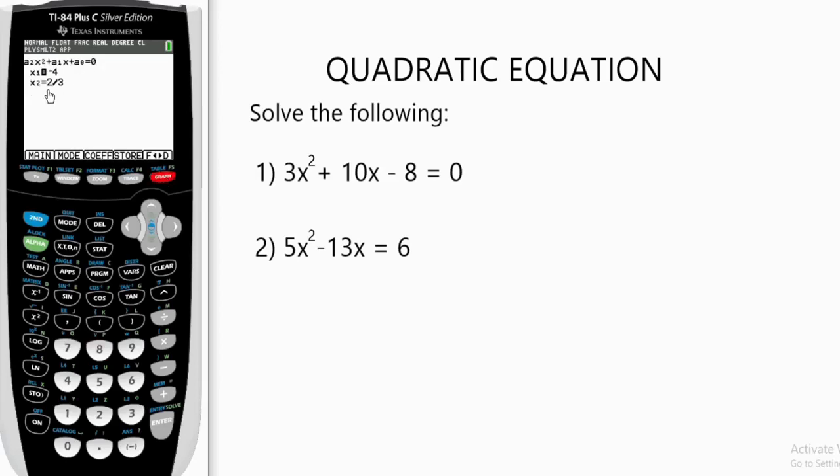Alright, so you see we have s1 to be -4 and s2 to be 2/3. Roots of an equation usually come out as two values, the s1 and the s2, of which we normally take the positive value. So that's it for this question 1. Hope you are getting the idea and you understand what I'm explaining here, guys.